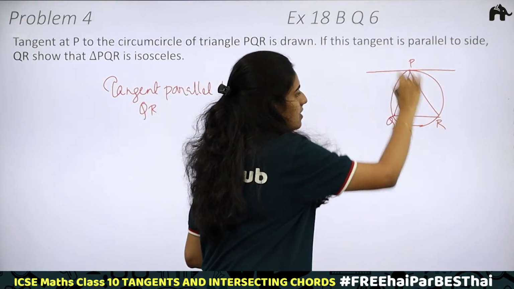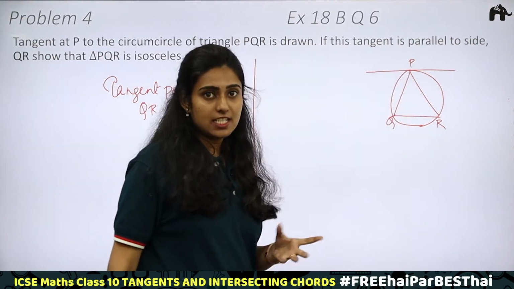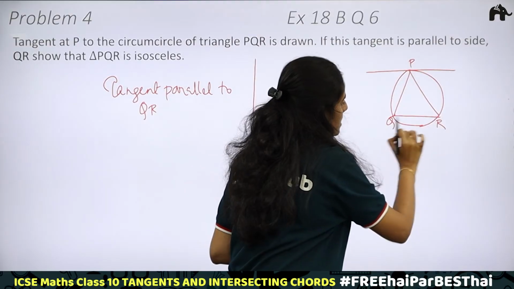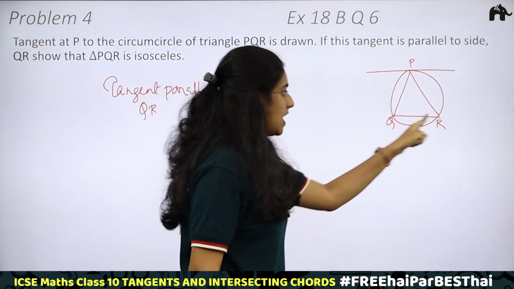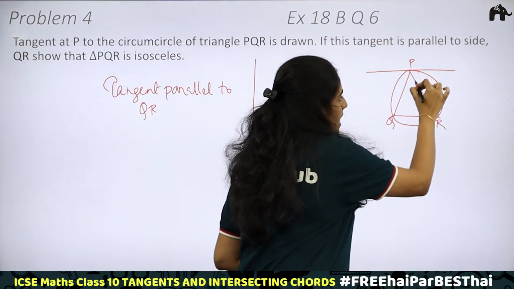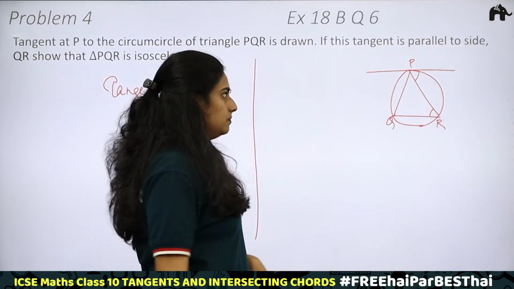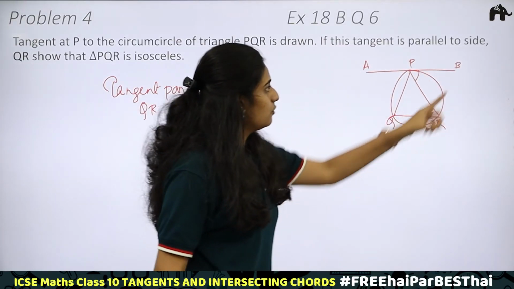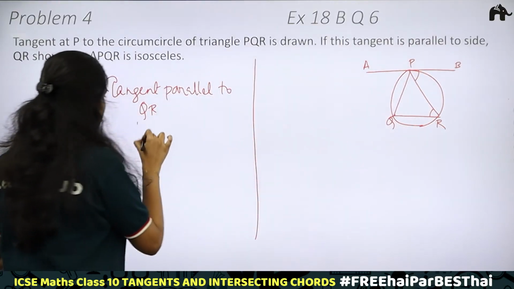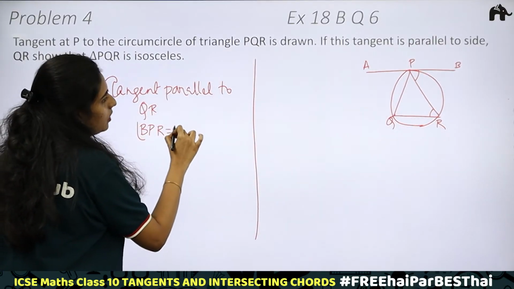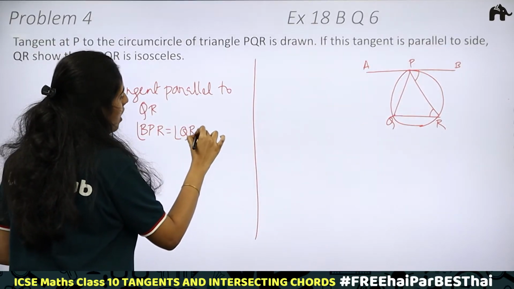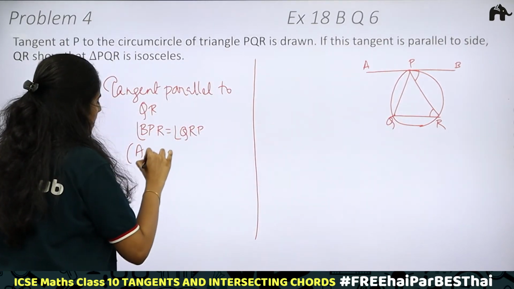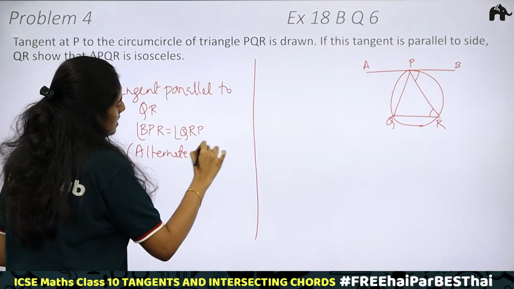For parallel lines, when a transversal cuts, we will have alternate interior angles equal, corresponding angles equal. Here, this is my tangent and this is the side QR of the triangle. This angle and this angle will be equal. Let us take this tangent as AB. Therefore, angle BPR is equal to angle QRP. What is the reason? Alternate interior angles.